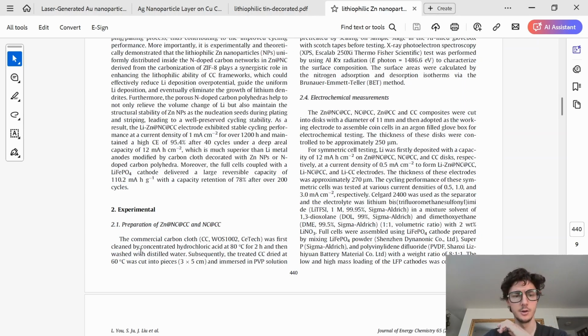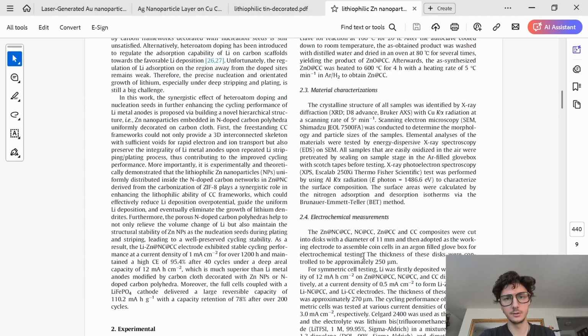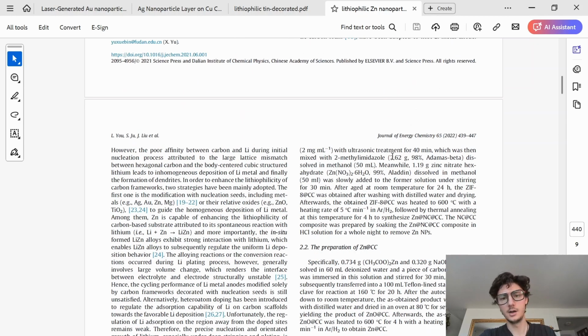Commercial carbon cloth was first cleaned by concentrated hydrochloric acid and then washed with distilled water. Subsequently, the treated CC, which is the carbon cloth, was dried at 60 Celsius, cut into pieces this amount, and immersed in PVP solution. Ultrasonic treatment for 40 minutes was then mixed with this and this.